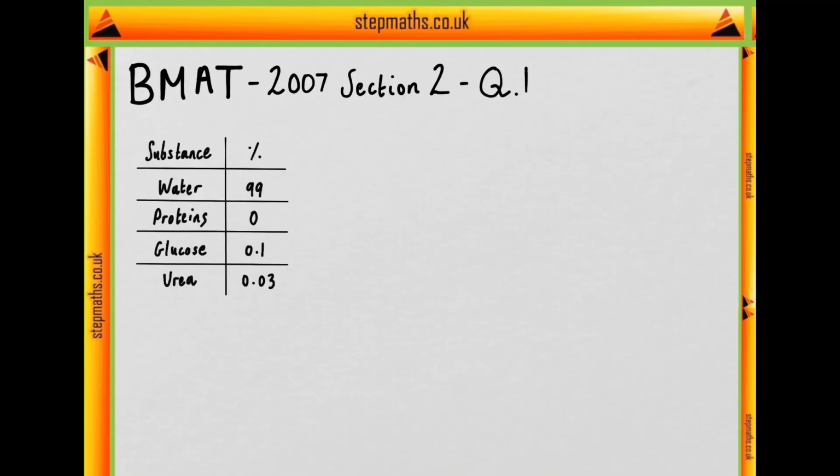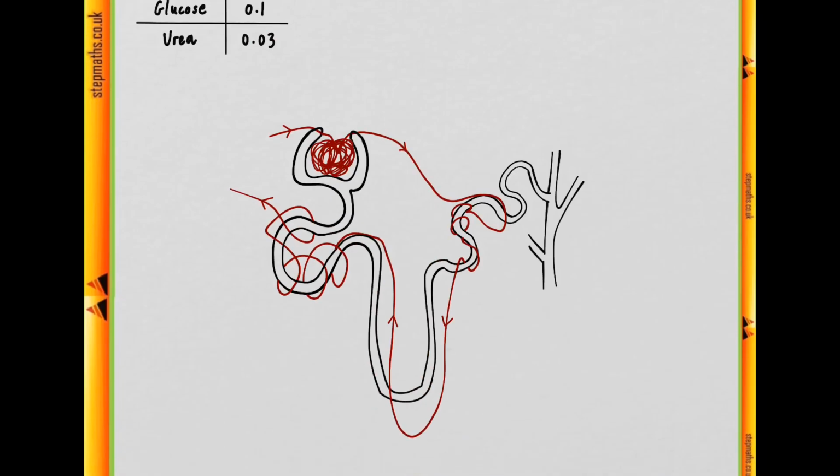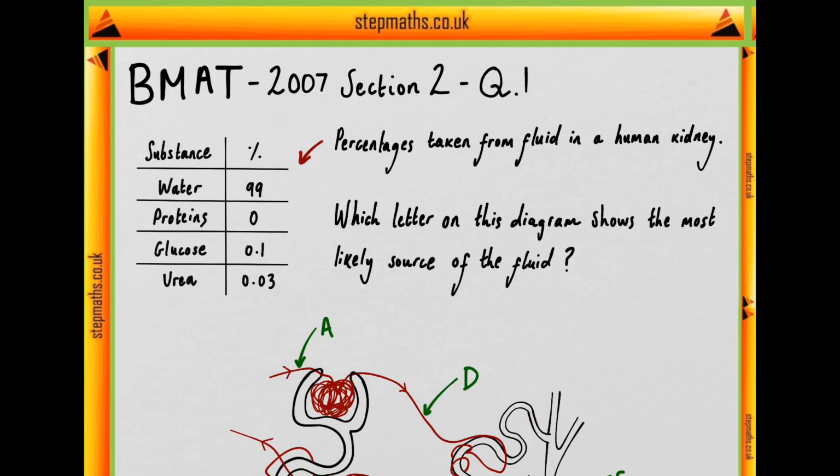In question 1, we're given the following table here, and we're told that it represents percentages taken from fluid within a human kidney. We're then given this diagram here, and we're asked, given that it's labelled as follows, which letter on this diagram shows the most likely source of the fluid represented in this table?